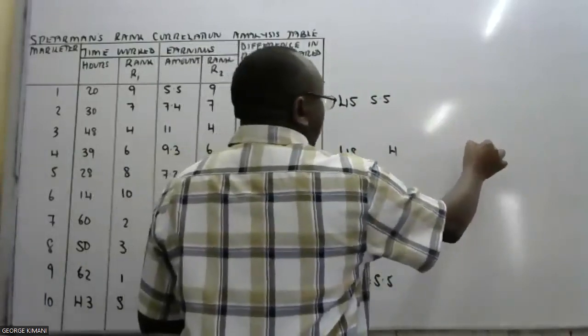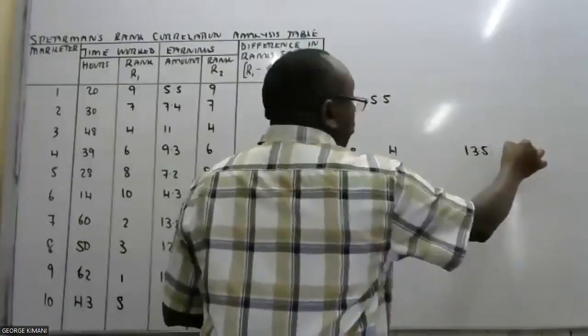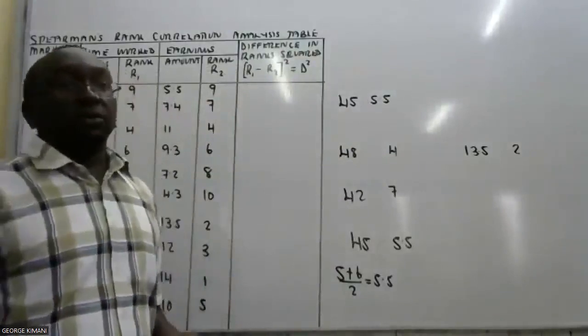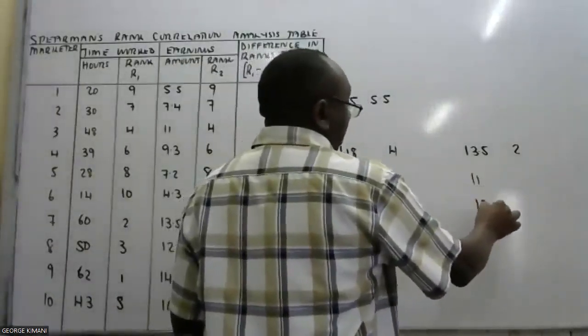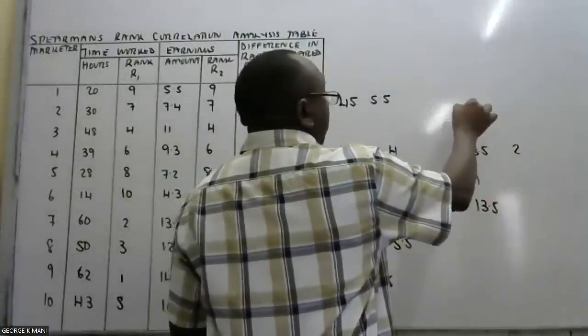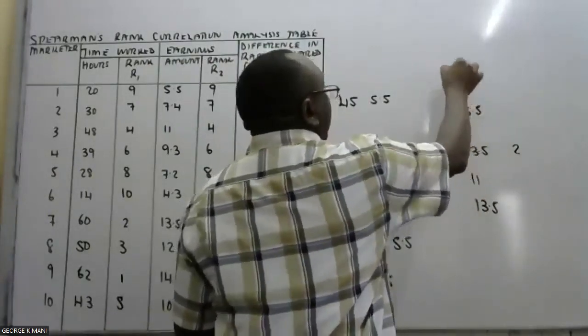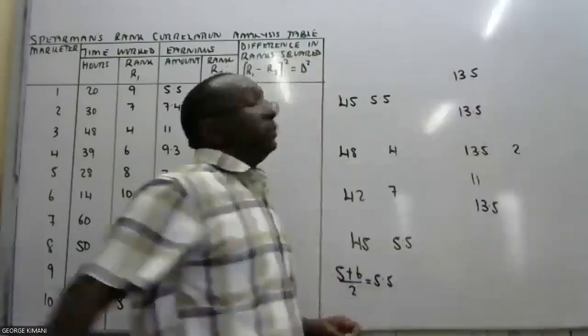This was 13.5, which was number two. Now here you have 11, you have another 13.5, you have another 13.5 here, and you have another 13.5. So there are three of them.